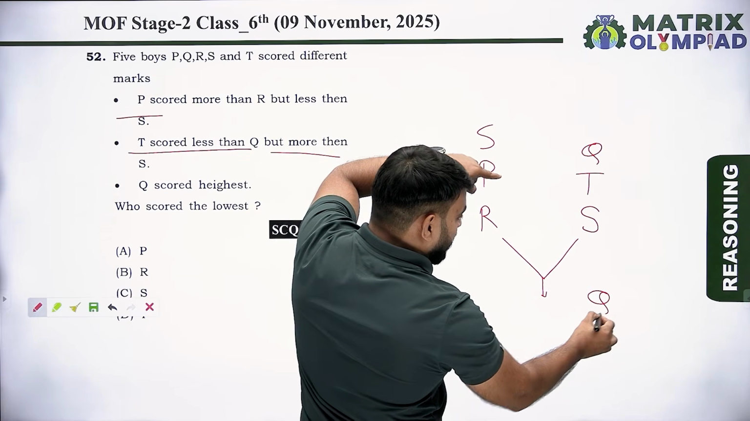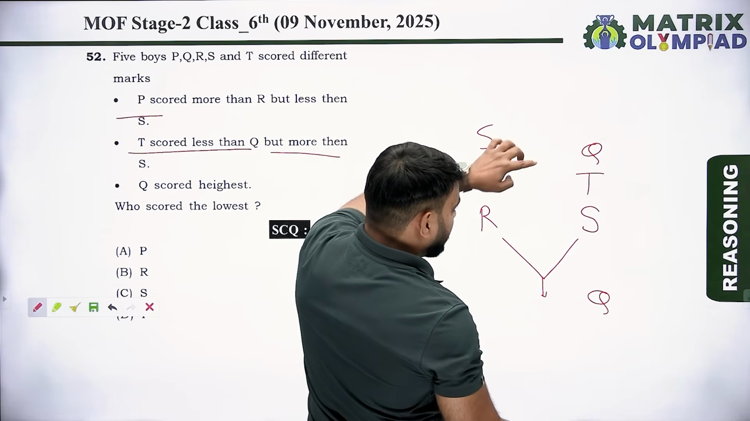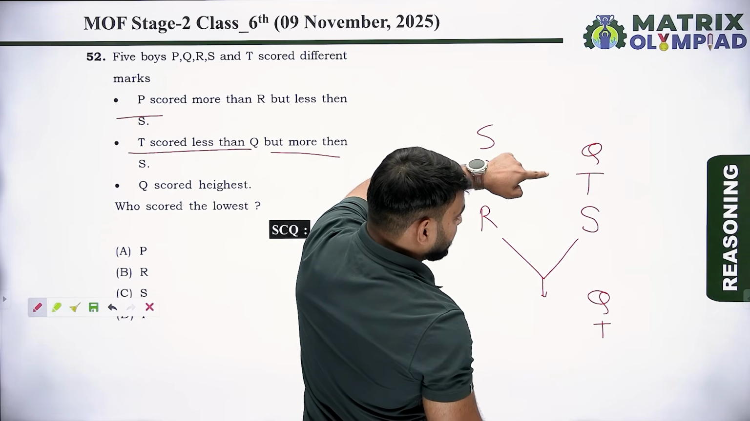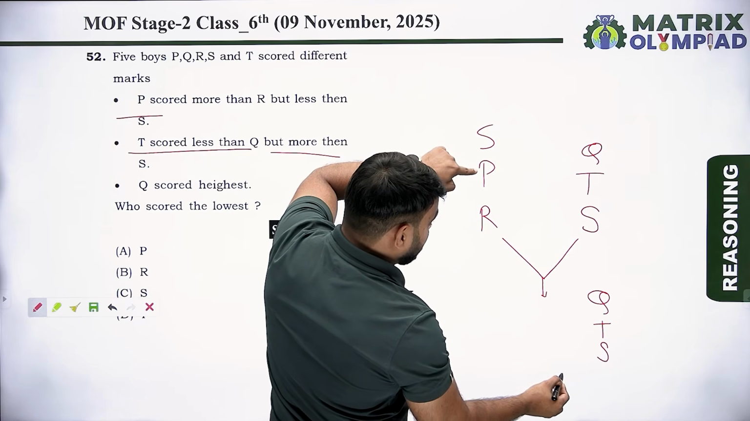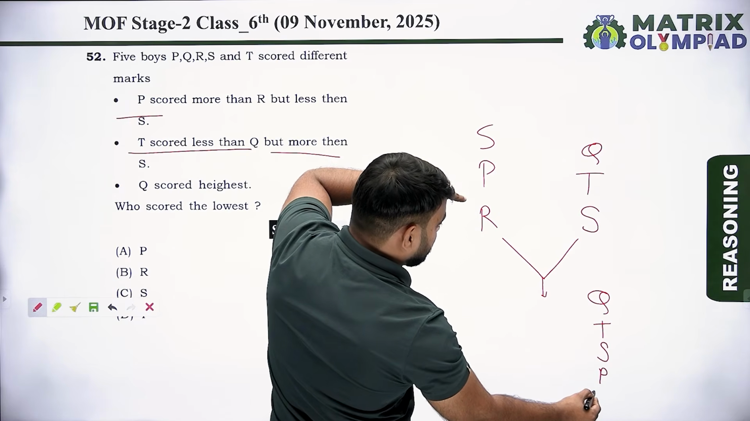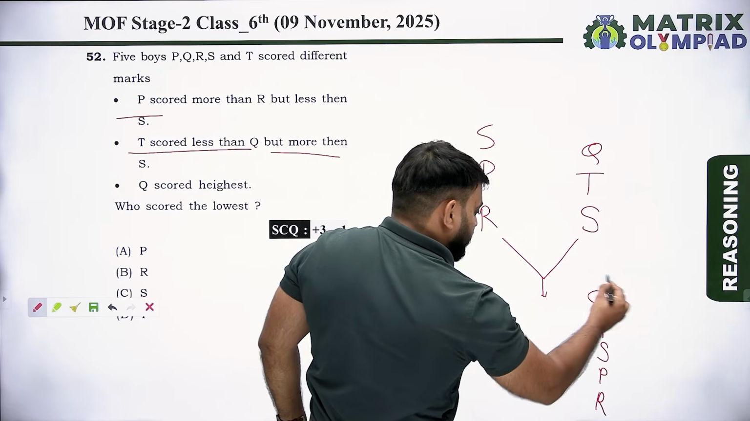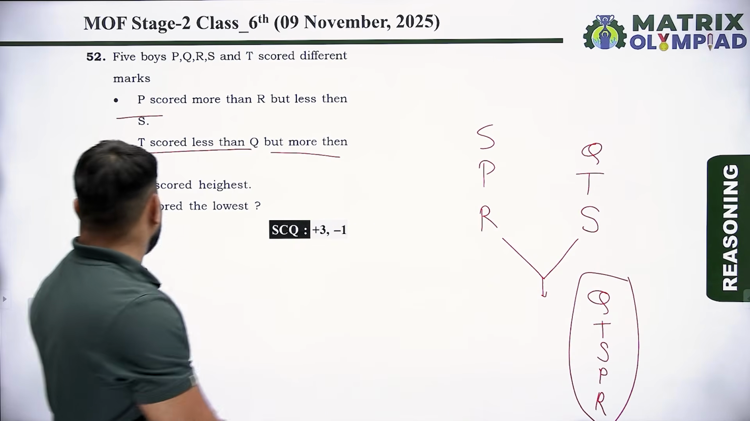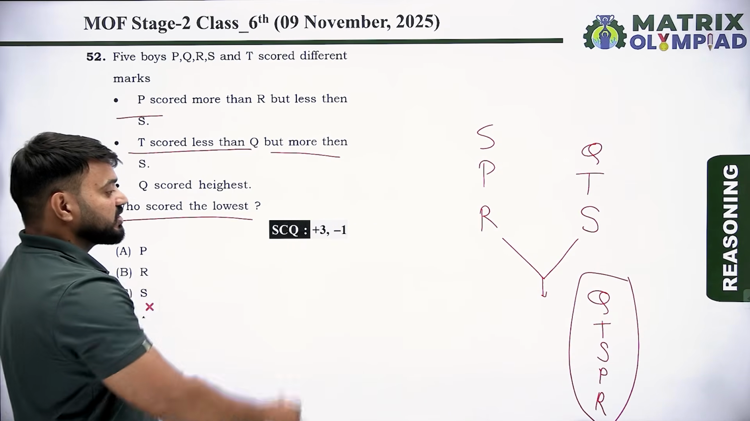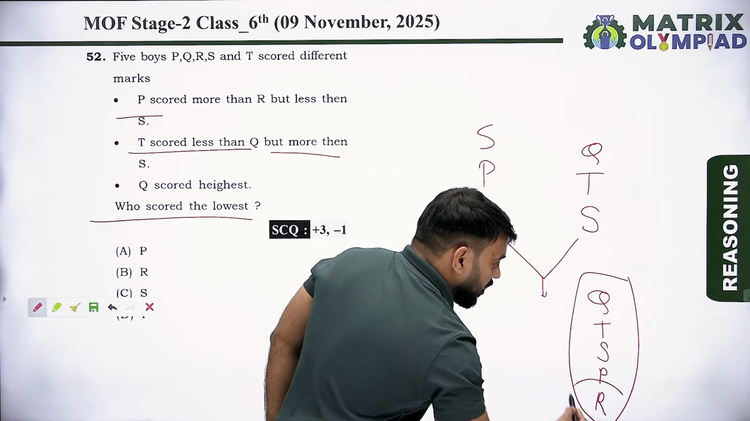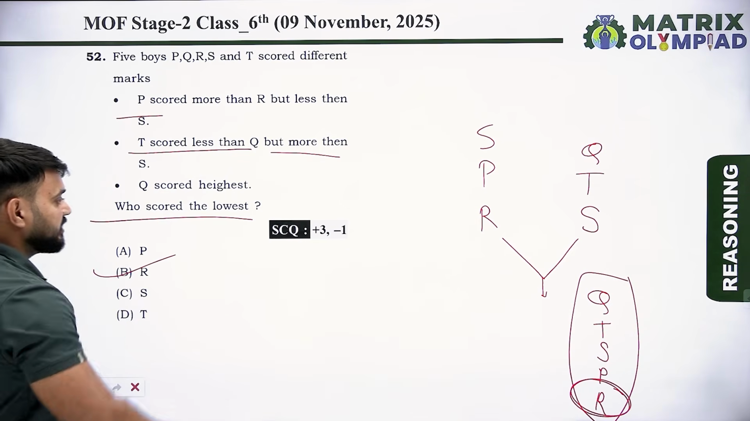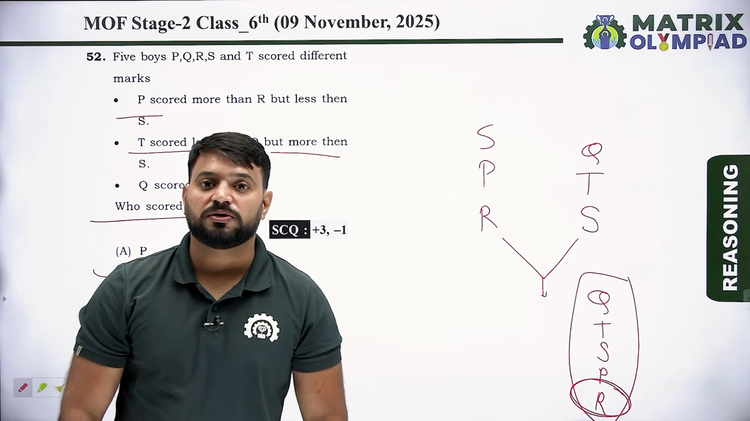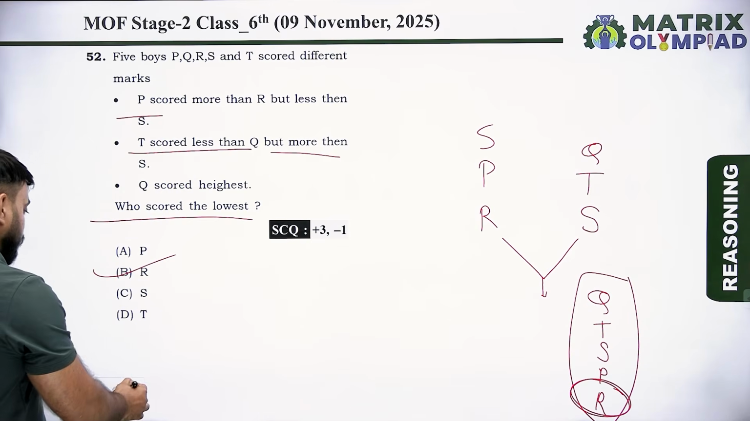Q scored highest, after Q next is T, after T next is S, after S next is P, after P next is R. So now question is who scored the lowest? So R scored the lowest. So here option B is the correct answer of this question. Let's move on to the next question.